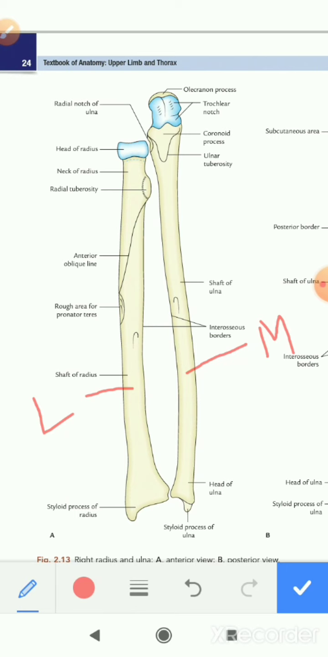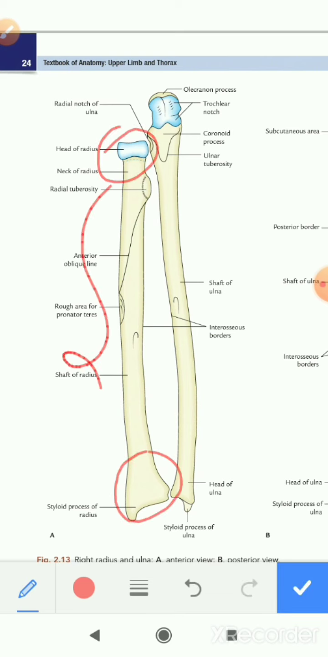So what are the parts? The radius is a typical long bone. So like other long bones, it has three parts: the upper end, the lower end, and the intervening shaft.